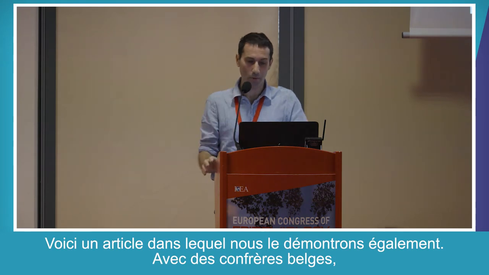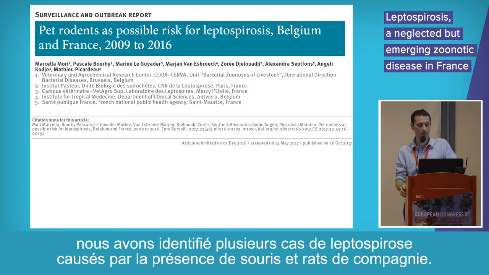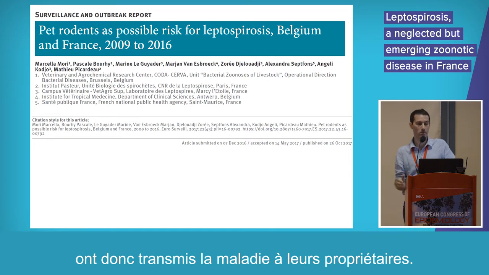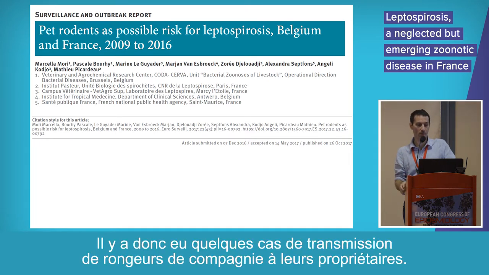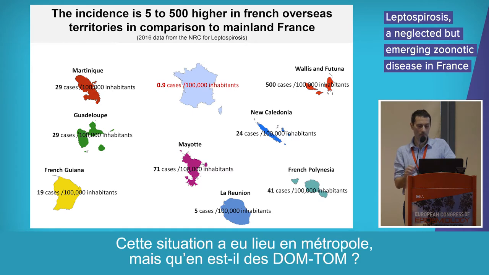And here is just a recent paper where we identified, with some colleagues in Belgium, several cases of leptospirosis due to pet mice and pet rats. These pet rodents were positive for leptospirosis, and there was transmission to their owners. So there were a few cases of transmission from pet rodents to their owners. So this was the situation in mainland France.